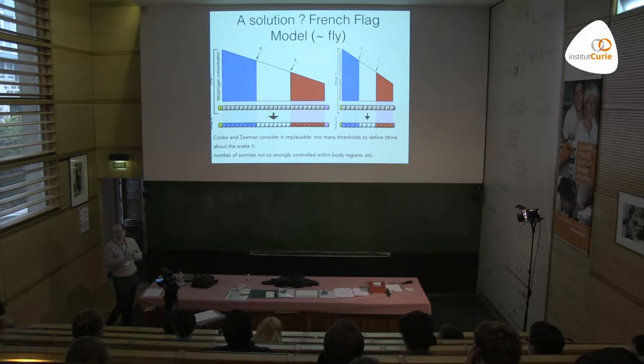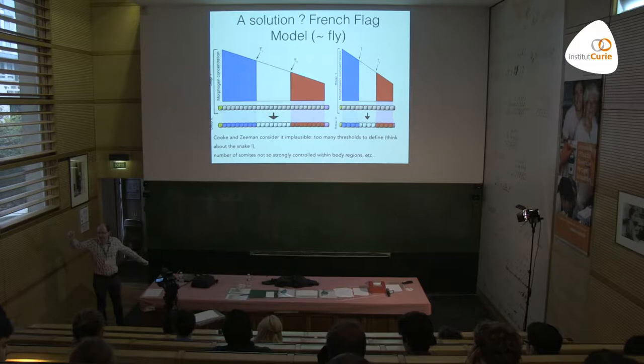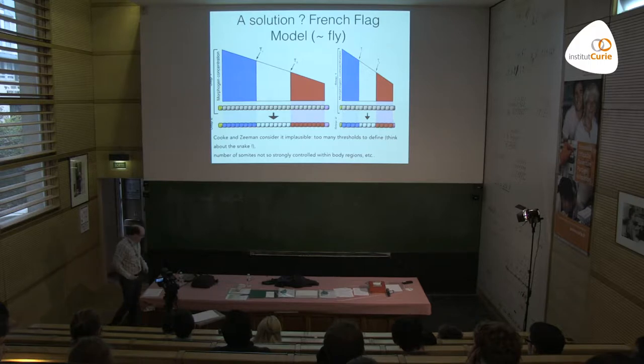And then, of course, the phenomenology of development that you saw makes this implausible, because it's really a dynamical process. You clearly have extension, elongation, and this would assume that there is a kind of gradient all along the embryo that is actively built. That's not very plausible. Okay, so they say the French flag model is not the correct model in that sense. Still, the idea is the following.